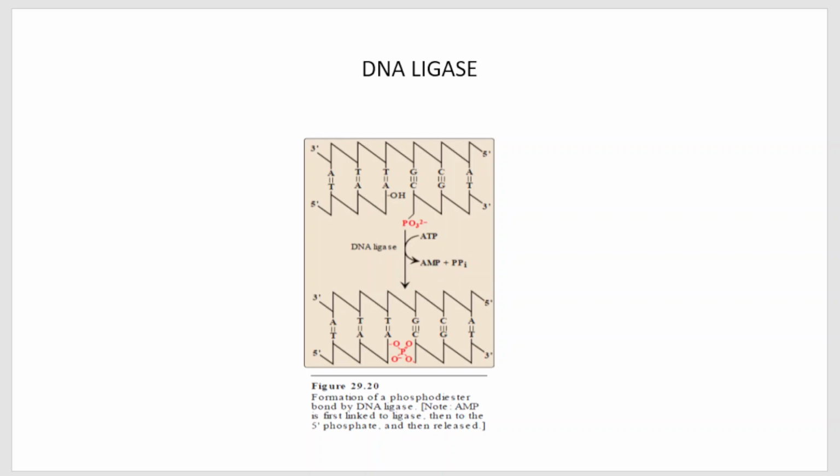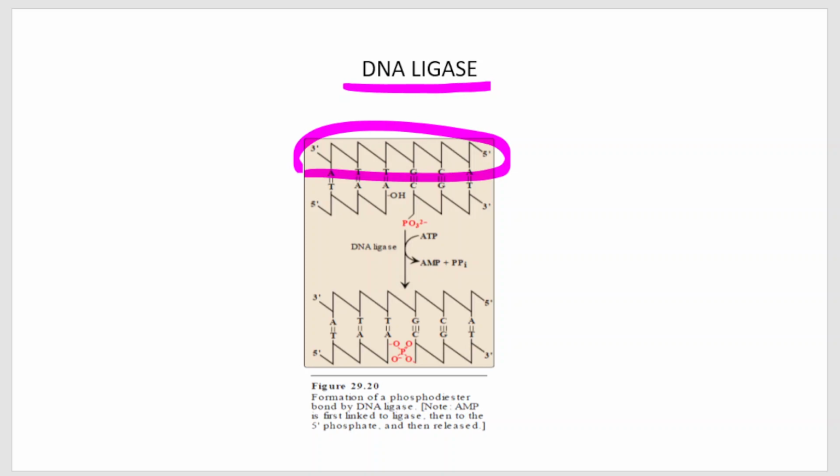Now what is the function of DNA ligase? As I had said, this is the parental strand, these are the Okazaki fragments, and this is the lagging strand. We have a gap here. So what are we doing? We are forming a phosphodiester bond using the DNA ligase enzyme.